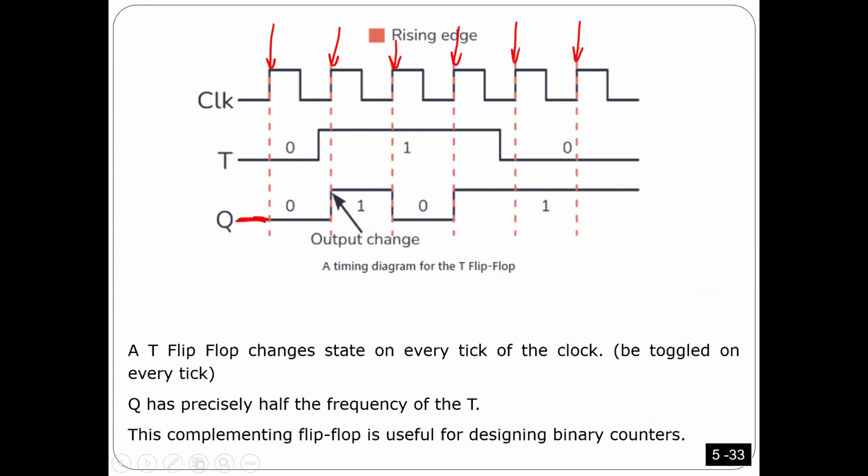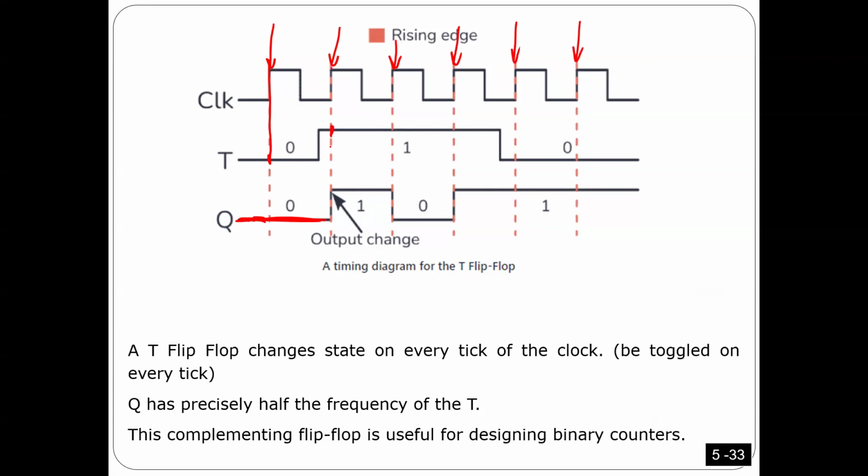Very simple. If T is equal to 0, no change. If T is equal to 1, toggle. That's it. Either toggle or no change. So at this moment, T is equal to 0, so no change. Q, are you 0? Yes, please stay 0. That's it. Listen. Now, at this moment, T is 1.